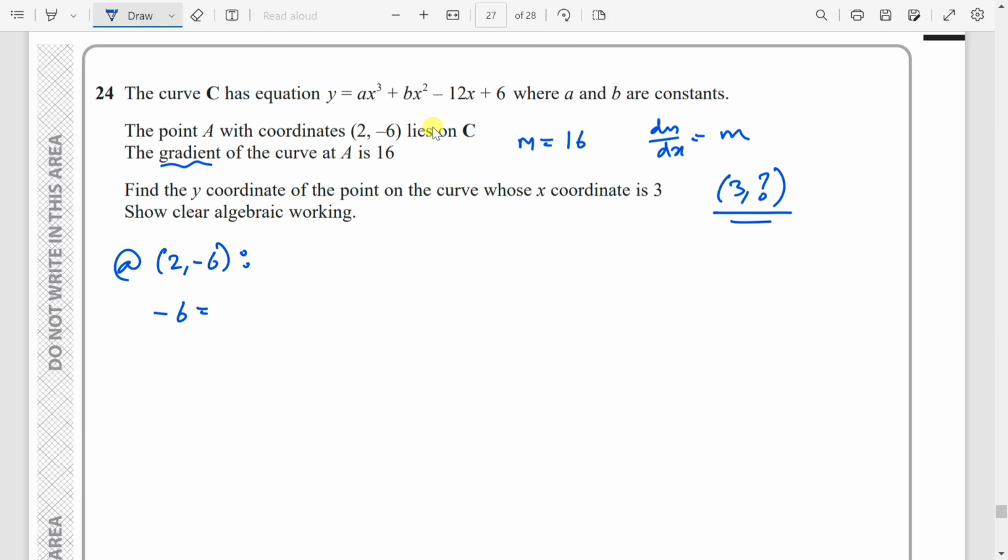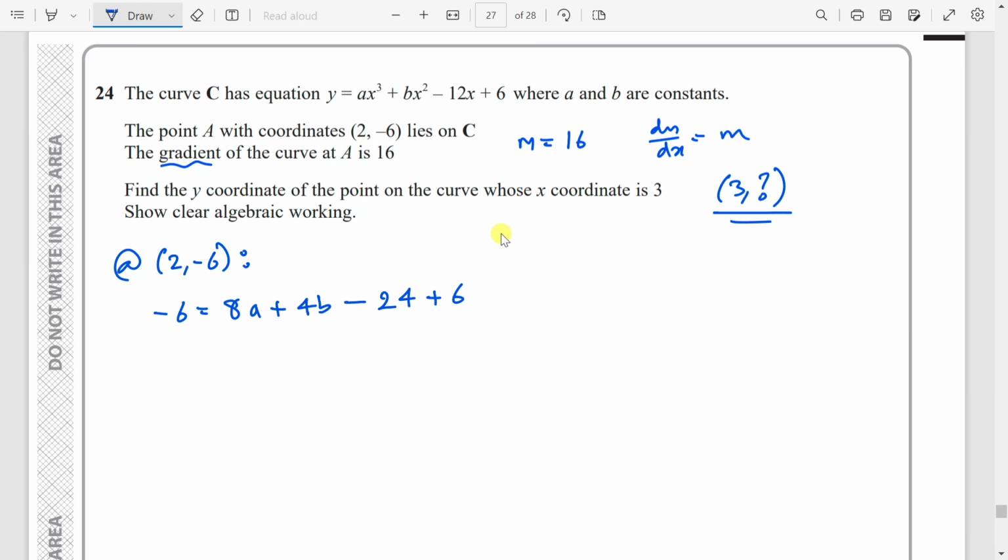So let's do it in a calculator at the same time. Yeah. So 2 cubed is 8, so it'll be 8a plus, and then 2 squared is 4, so it'll be plus 4b minus 12 times 2 is 24 plus 6. Let's tidy all this up here.